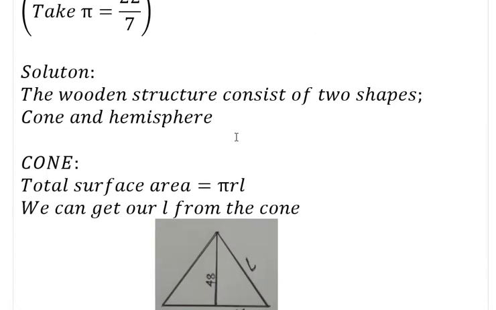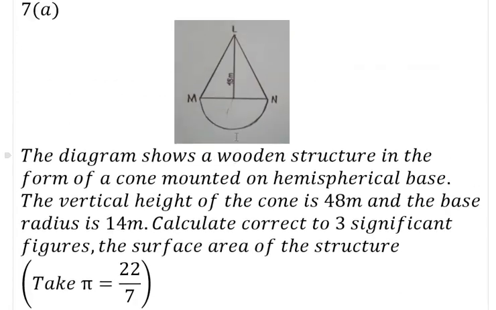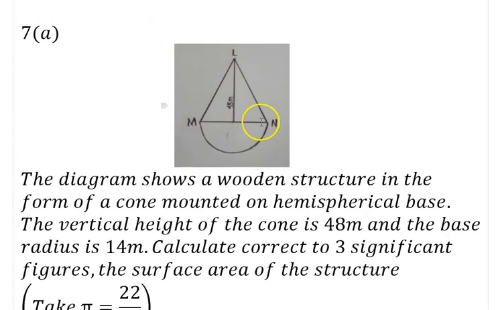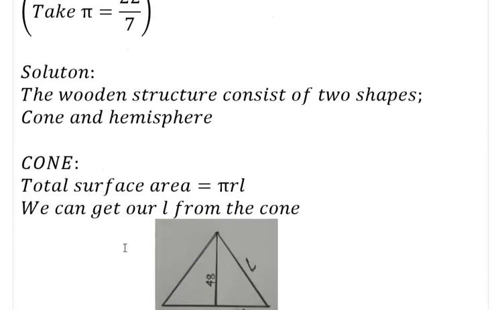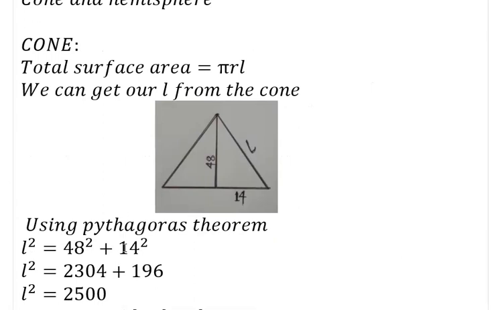So let's see. For the cone first, we've been able to bring out this diagram for the cone. Look at it. Don't forget we've been given the radius to be 14 meters. Look at it here, 14 meters. So let's bring out the cone. Awesome. So this is the cone. Total surface area of a cone is pi r. We've been given the height to be 48 and the radius to be 14. So we need L to get the total surface area of this cone.